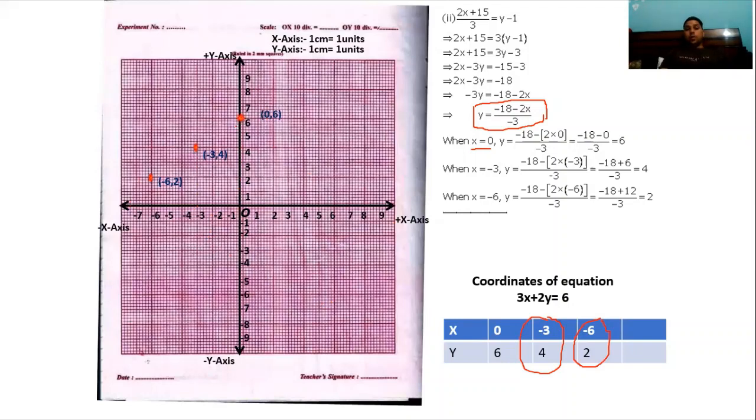Now we have 3 points here. After joining these points, we have a straight line. So this straight line represents this particular equation, that is 2x + 15/3 = y - 1. So in this way you can draw different types of equations on the graph paper, which is so simple.